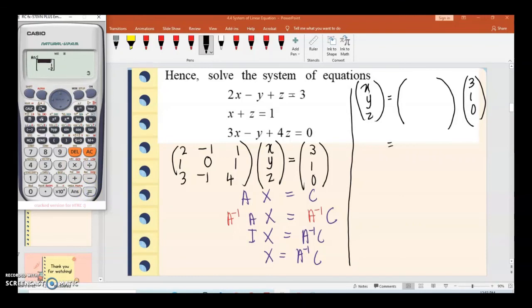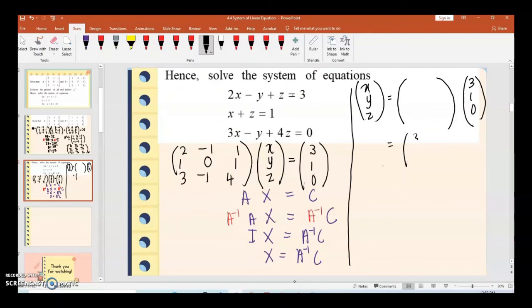Equal. So we have 3, 1, -2. So last but not least, we list down the values for x. x is 3, y equals 1, and z equals -2.